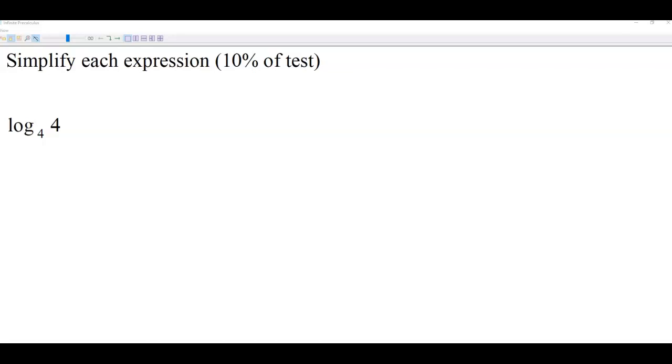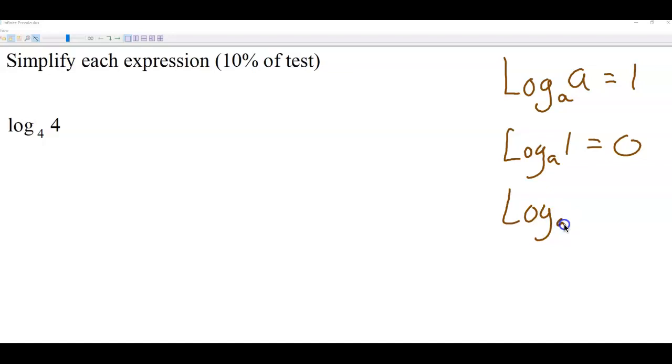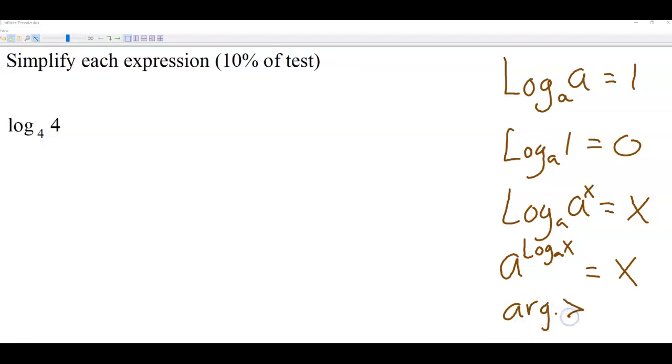So what we're looking at for the first section here is I want to make sure that you know your basic log properties that we talked about a little while ago, like the fact that this is 1, or the fact that this is 0, or the fact that this is x. Same thing here with this one. And also I want to make sure that you guys are aware that the argument also has to be greater than 0.